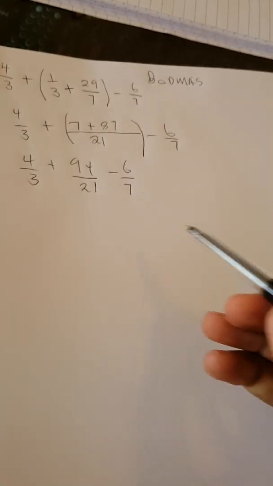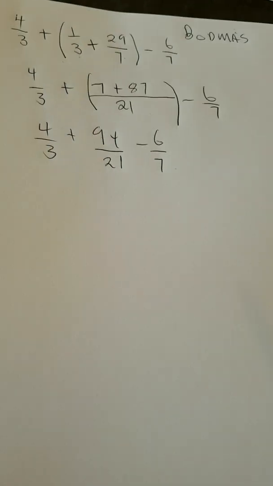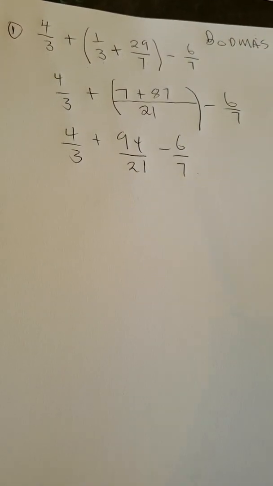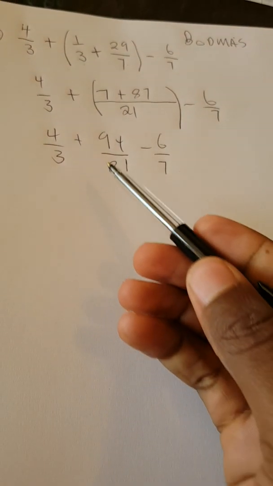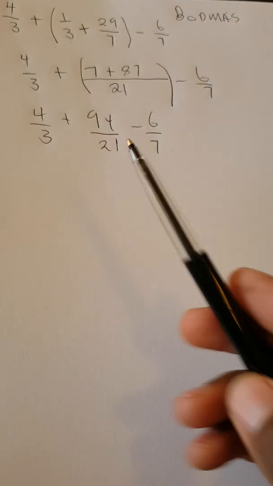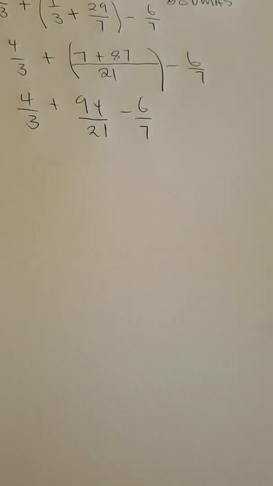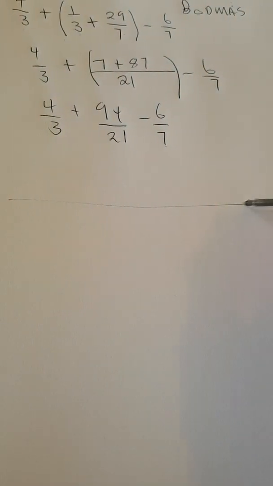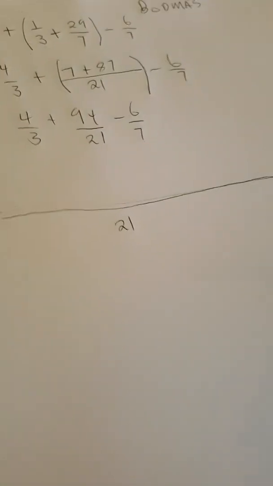So guys, let's find the LCD, which is a number that can support these 3 denominators. As you can see, the 2 smaller denominators can go into 21 without leaving a remainder. So we're going to use 21 as our LCD. But if they wouldn't go into 21, we would multiply all of them to get the LCD. So let's just draw a long division line, and then under the division line you put 21. So what are you going to do now?